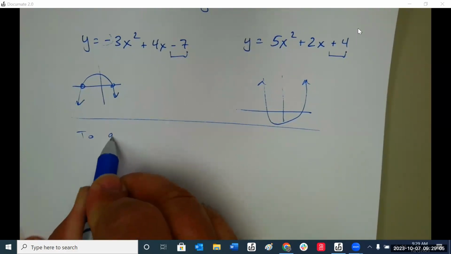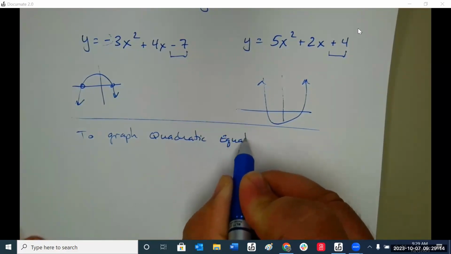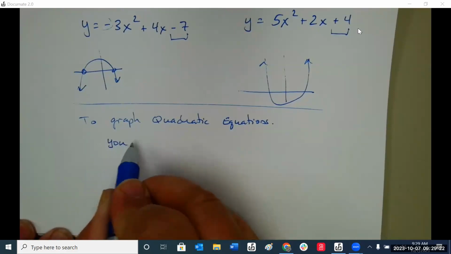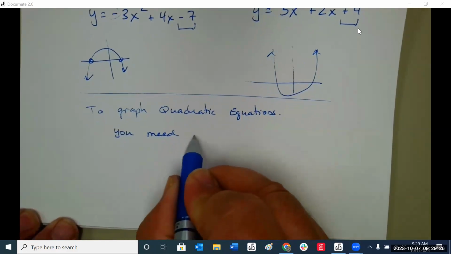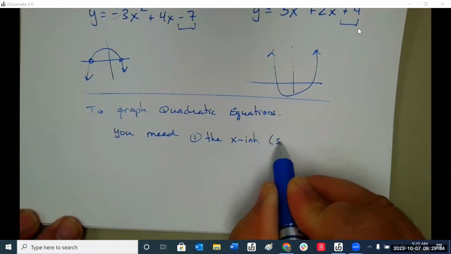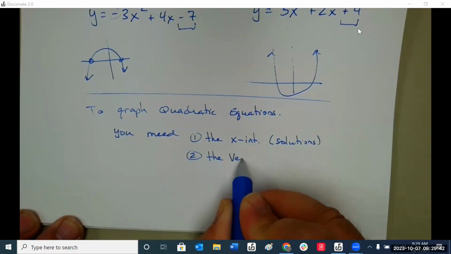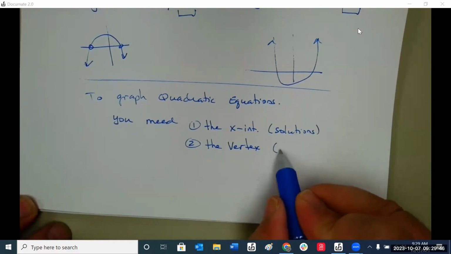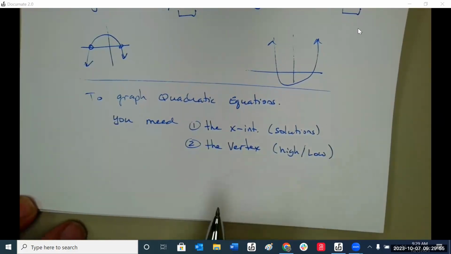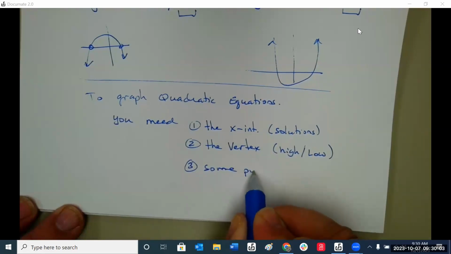So to graph quadratic equations, you need the x-intercepts, or the solutions, the vertex, that's the high or low point of the graph, and you need some points.